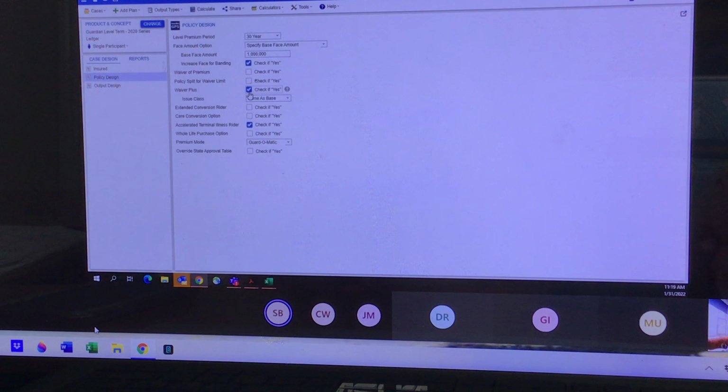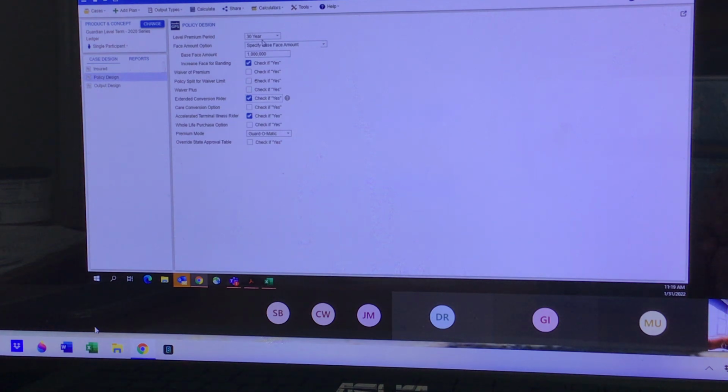But like I said, Waiver Plus is going to allow us to eventually convert to a whole life contract with waiver being carried over and no additional premium. Like I said, the prerequisite of that Waiver Plus is going to be the extended conversion rider. This is an interesting one, and this is one that I would say also gives us a nice competitive advantage, as does that 30-year level premium term.